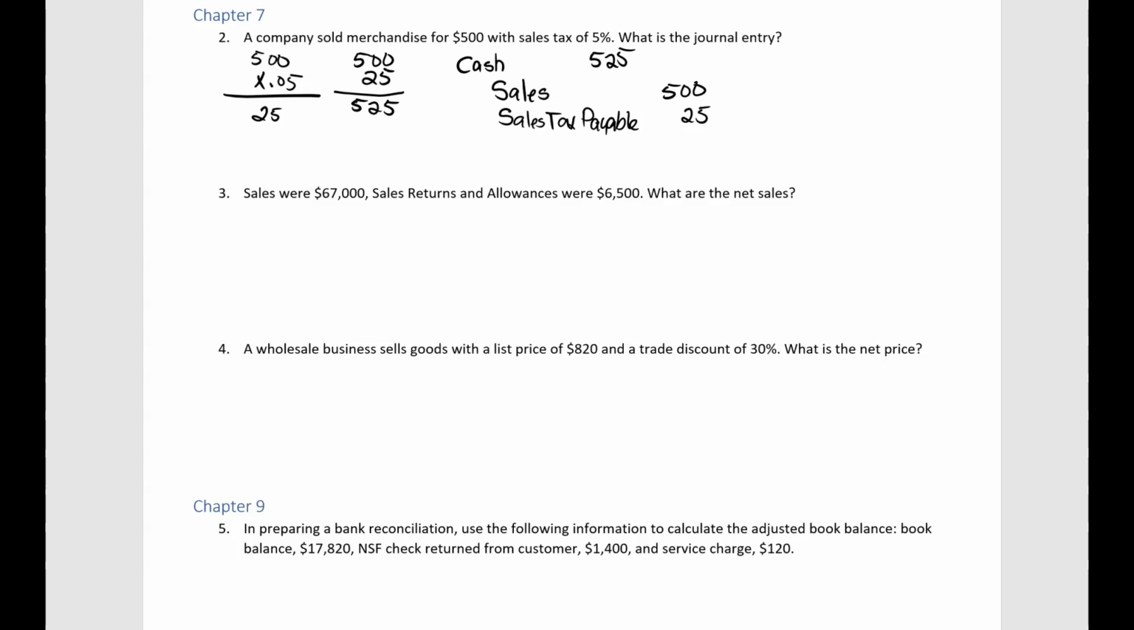Number 3, sales were $67,000. Sales returns and allowances was $6,500. What are the net sales? Take the sales of $67,000 and subtract the sales returns and allowances to get a net sales of $60,500.